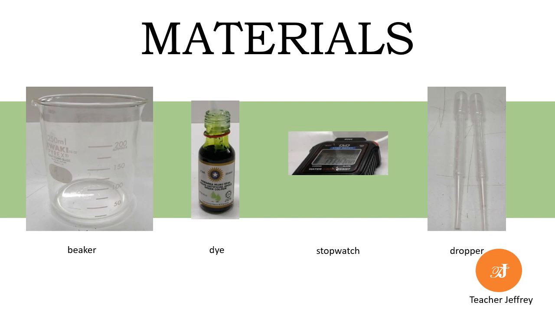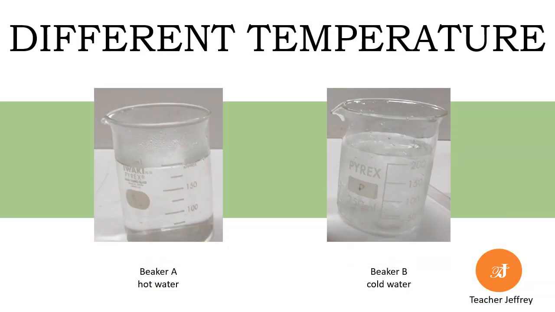The materials that we will use are beakers for hot water and cold water, a dye, we use the green dye, a stopwatch, and droppers. The question that we will use in this experiment is, where will the rate of diffusion be faster? In hot water or cold water? Then you may formulate your hypothesis, write them in the comments below so that we can have a discussion.